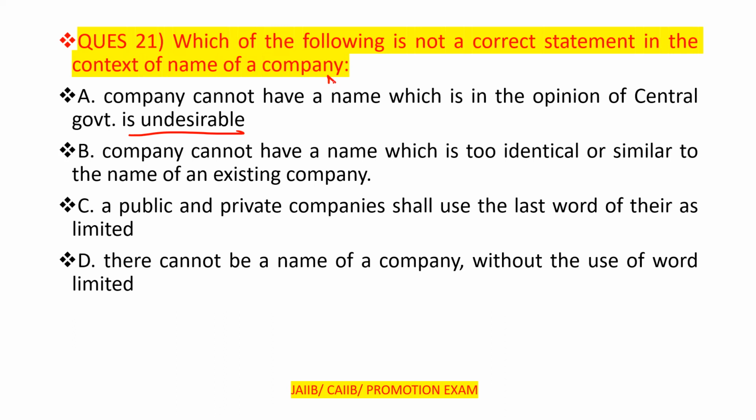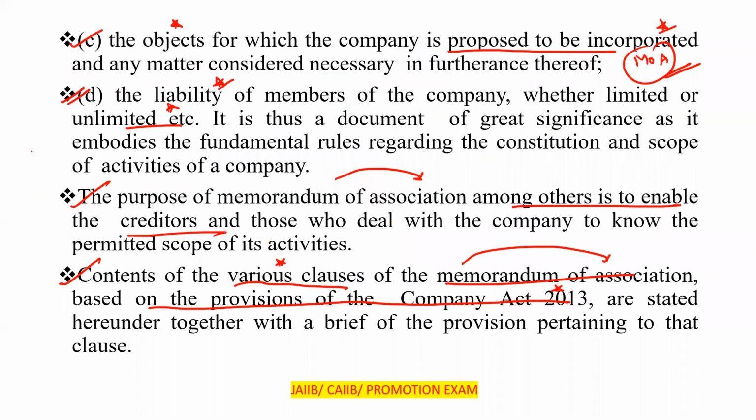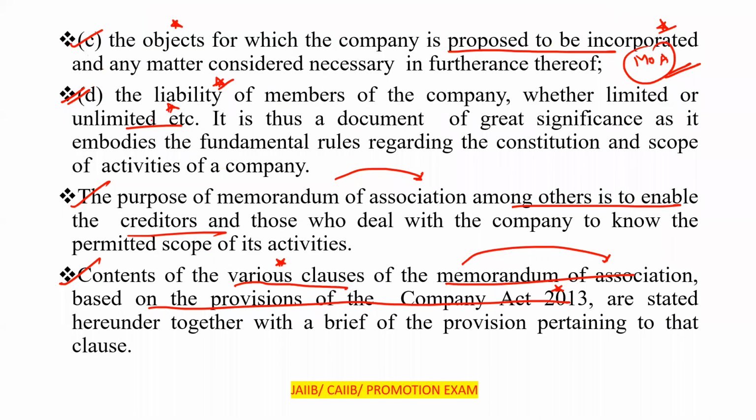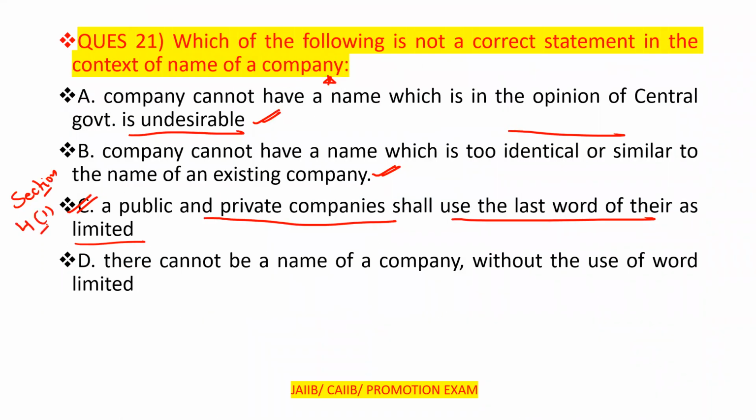A company cannot have a name which in the opinion of the central government is undesirable, this is correct. This one is also about public and private companies shall use the last word of their name as limited, clear. We have also discussed this. Please tell fast, under which section is this mentioned, which we discussed last time? That is section 4(1), clear, all these things are as per section 4(1). So kindly please respond. Only then are these classes beneficial. Please participate also.